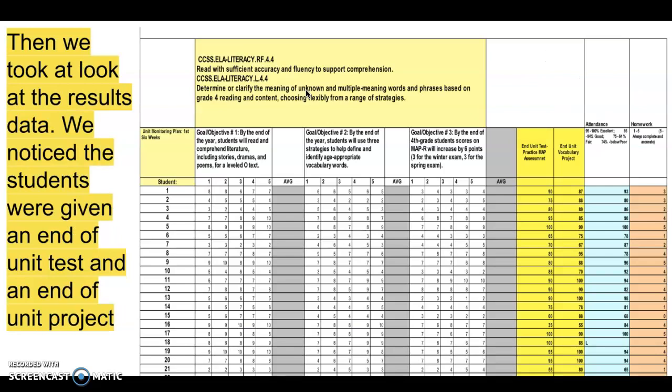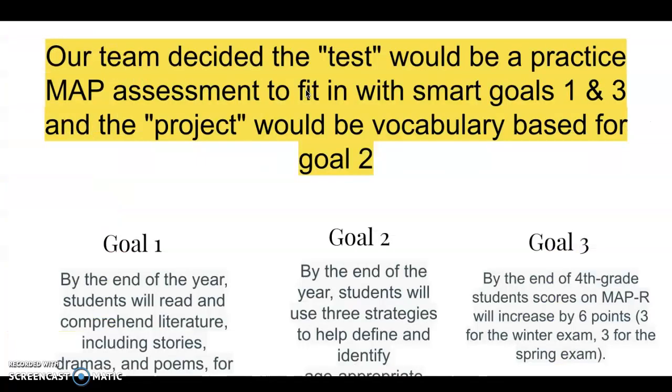We then took a look back at the results data. We noticed that the students were given an end-of-unit test and an end-of-unit project. Our team decided that the test would be a practice map assessment to fit in with SMART Goals 1 and 3, and the project would be vocabulary-based to focus on Goal 2. Our goals, you can see, are below, and they are as followed.